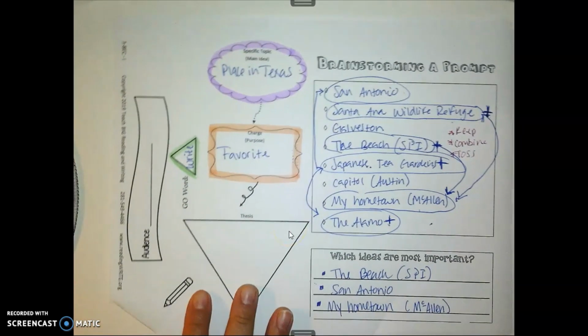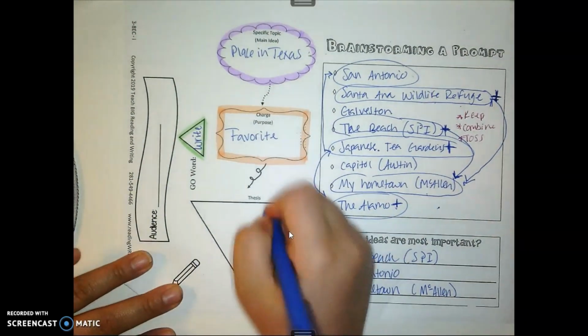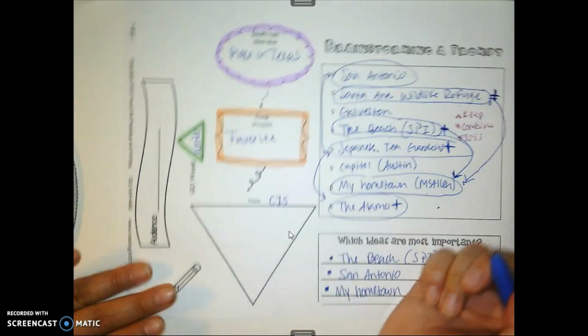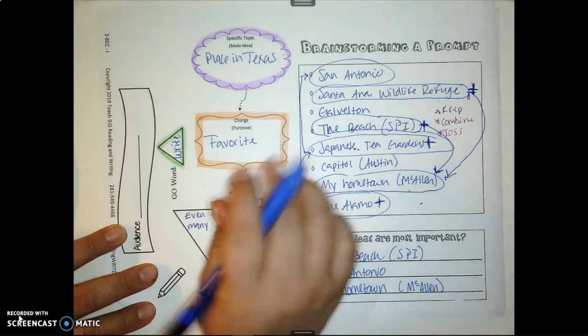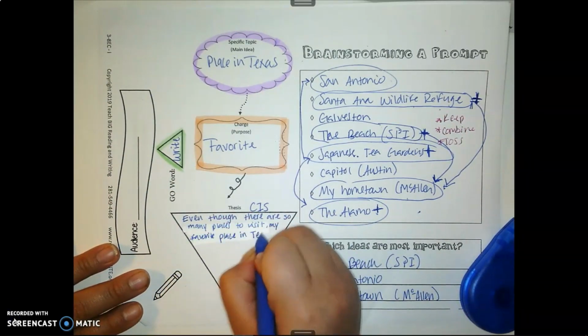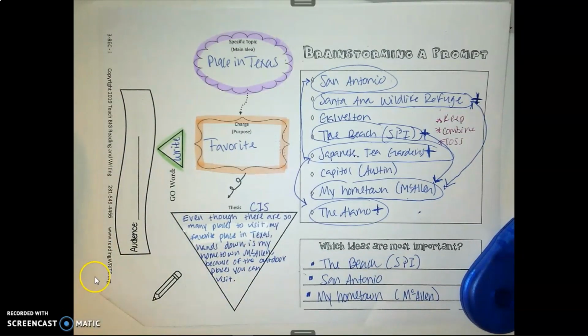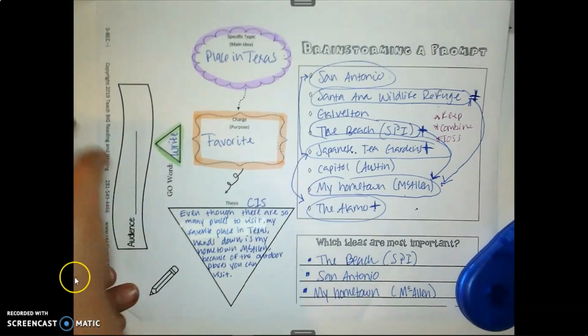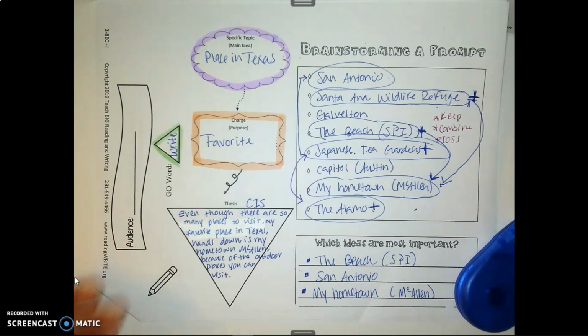So now let's go ahead and move on to this shape right here. Remember, thesis is another word for central idea statement. Okay, so now I'm going to write mine out. Okay, so let me go ahead and read what I wrote. I said, even though there are so many places to visit, my favorite place in Texas, hands down, is my hometown, McAllen, because of the outdoor places you can visit.